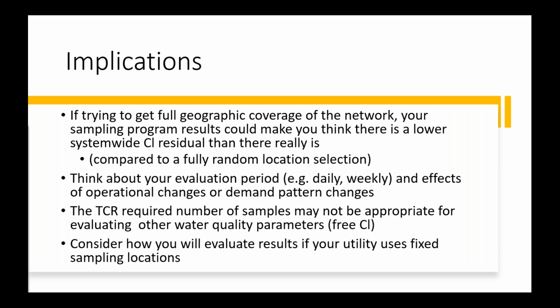The implications of this. So first off, if we're trying to get full geographic coverage of the network, for example using the balanced stratification or the geographical grid, the sampling program results can make you think that there's a lower system-wide free chlorine residual than there really is. And this has some management implications. You might be dosing more chlorine than you need to, and time, money, and resource trade-offs need to be considered with that.